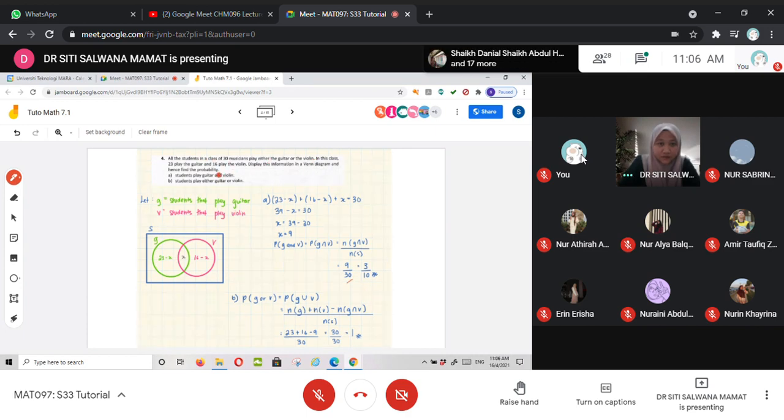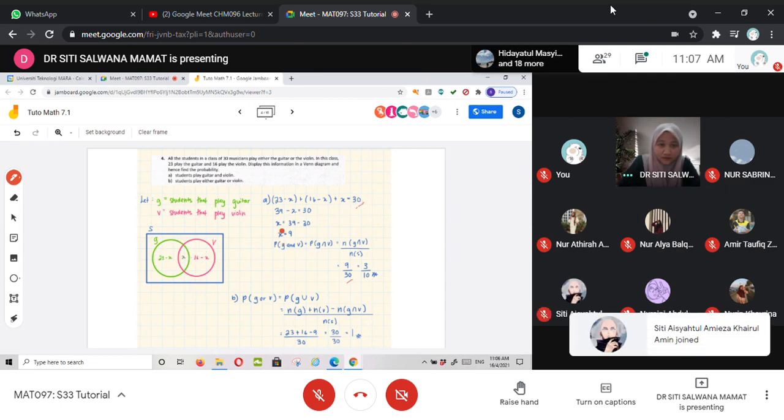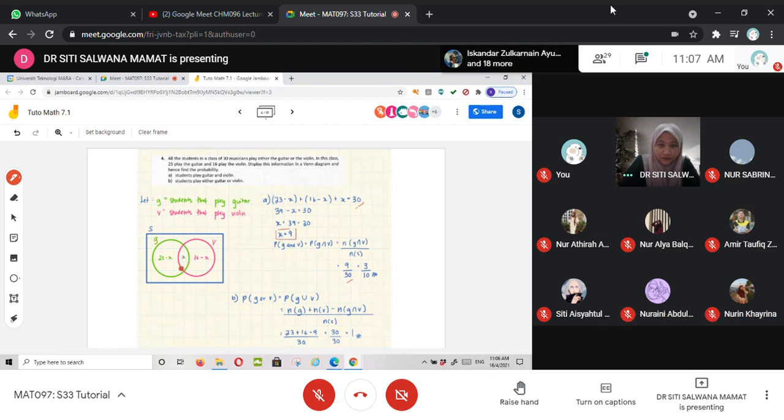Okay, so now the question asks to find the probability of students who play guitar and violin. Okay, firstly you find the number of students, like this one in the middle, which is play both guitar and violin. Okay, so all together we have 30. Okay, so you do all this. Okay, now we have 9 students who play both guitar and violin. Okay, this intersection gives you number of students equal to 9. Okay, so the probability of a student playing guitar and violin, we have 9 over 30.